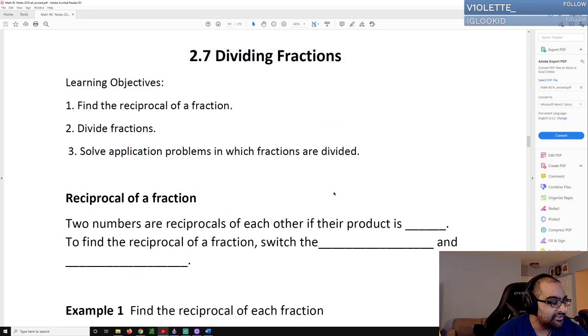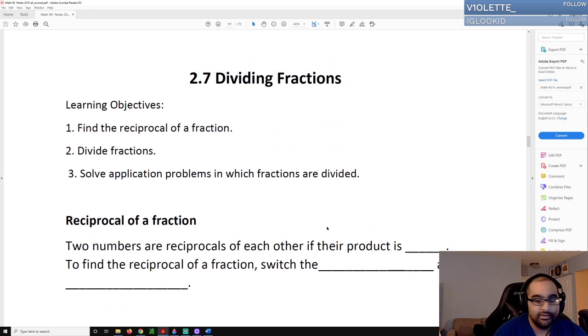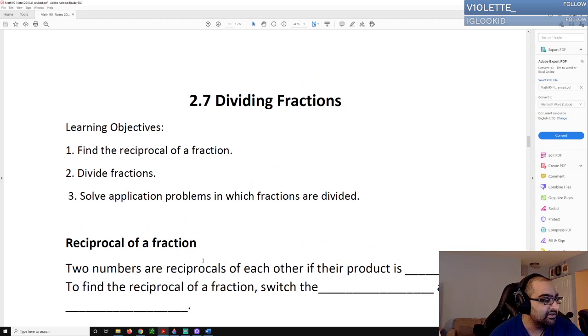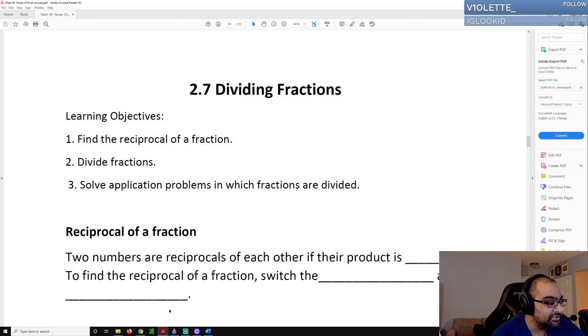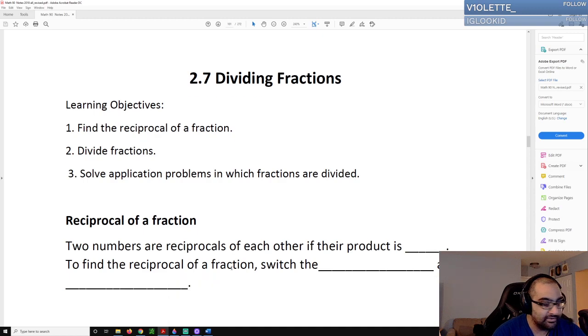That's pretty much the end of section 2.6. Now we have about 10 minutes left, and I do want to do a small portion here to give you a good idea for section 2.7. So let's talk about doing section 2.7 and dividing some fractions.